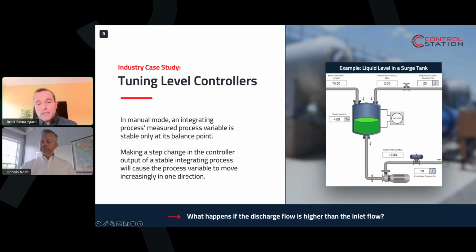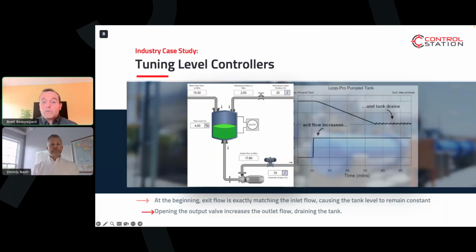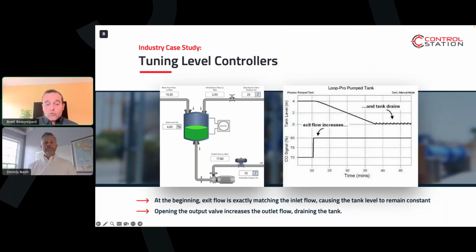So for example, can we advance to the next slide, please, Vera? If I were to increase or open the valve, that would increase the flow out of the tank, and that would drain the tank completely. This is a challenging dynamic to tune manually, especially using these graphical methods, because generally what you're going to want to do is a test where you can see what's going on. Well, it's difficult to hold the loop flat.